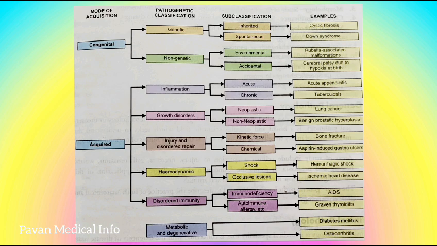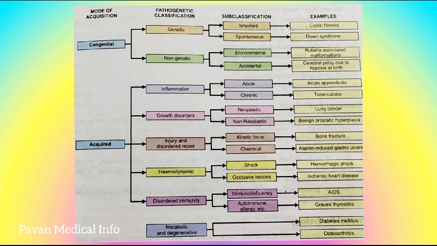Now we are getting into the second classification in congenital itself, that will be non-genetic pathological classification. In that, the first subclassification will be environmental, the second one will be accidental. When you take environmental, it is from the environment, that is any infection, especially you can take example rubella infection, that is a viral infection. When you come for accidental, that is cerebral palsy due to hypoxia at the birth.